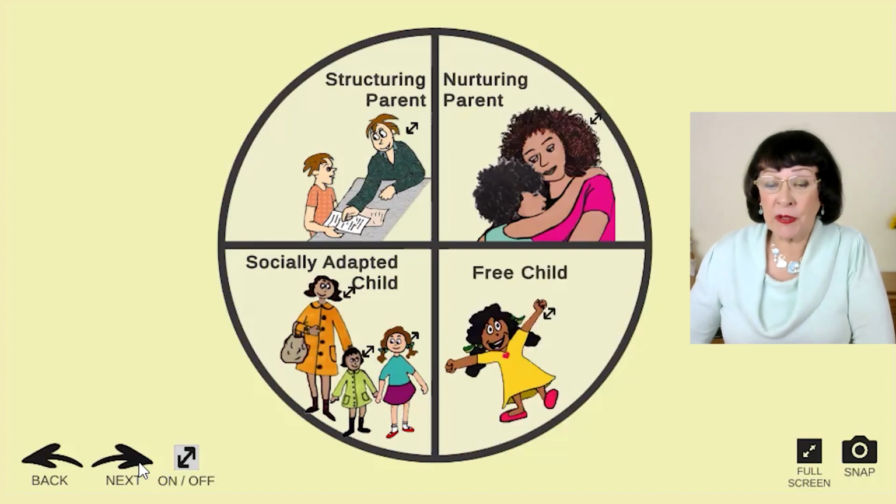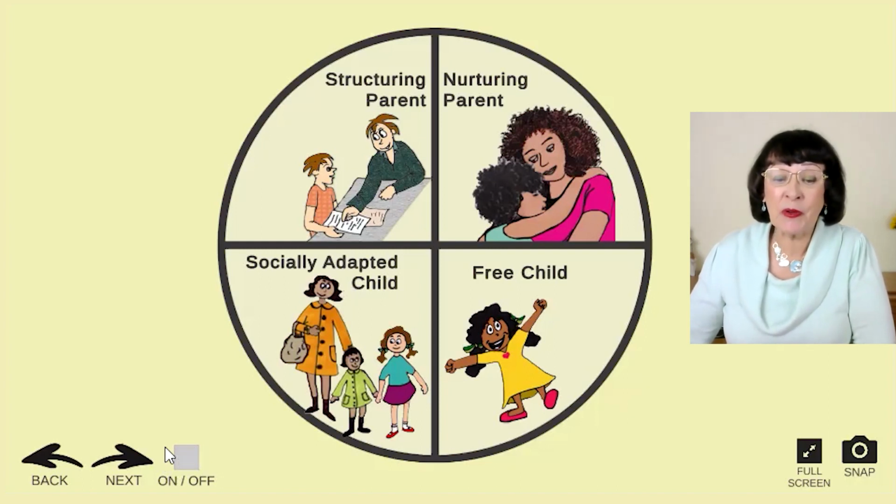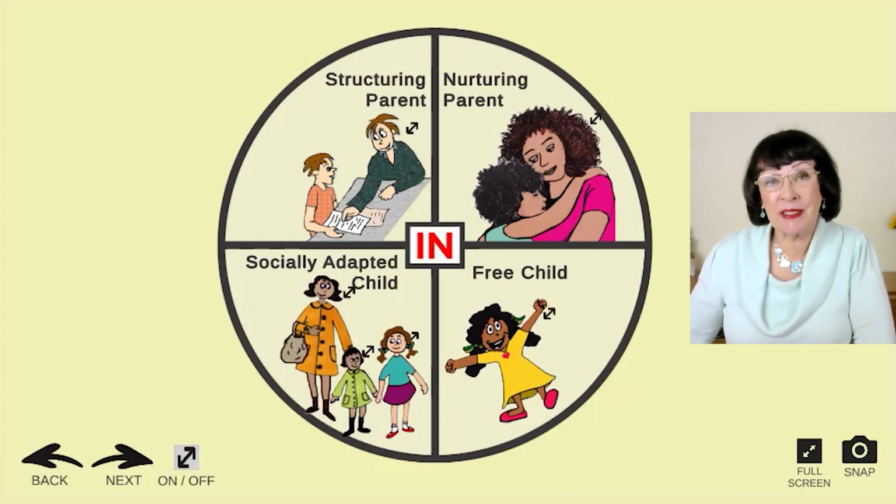The final one is also another child part, and that's the free child. And this is the language of TA at its original description. We're free to be ourselves, to live with a kind of abandon because we know we're loved, because we know we're safe, because we know we're held, and also because we belong. We know that we are in. And that's such an important word.